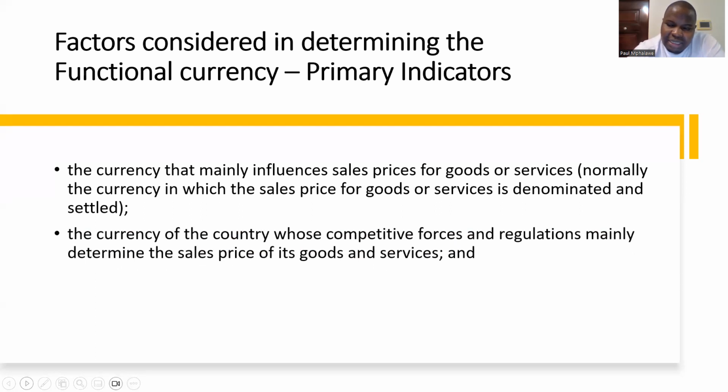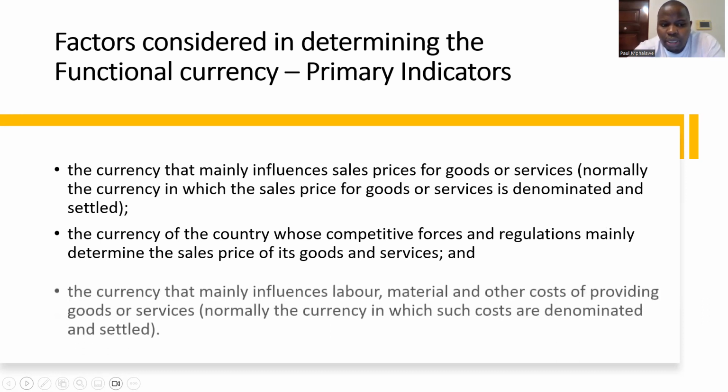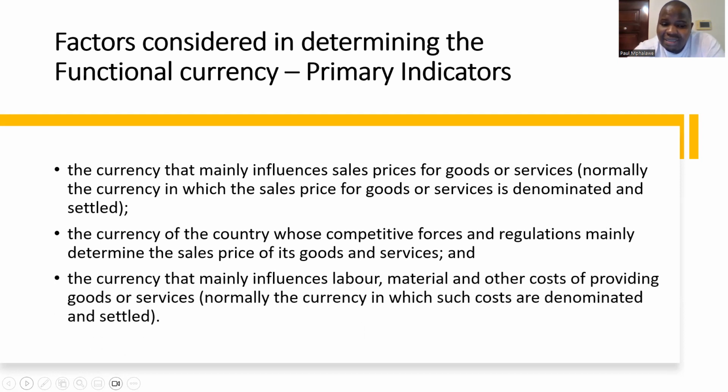Number two, the currency of the country whose competitive forces and regulations mainly determine the sales price of goods and services. I repeat, the currency of the country whose competitive forces, regulations mainly determine the sales price. Condition number two. Okay, condition number three, the currency that mainly influences labor, materials, and other costs of providing goods or services. Normally, the currency in which such costs are denominated and settled.